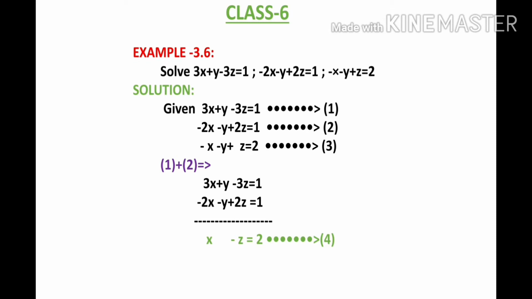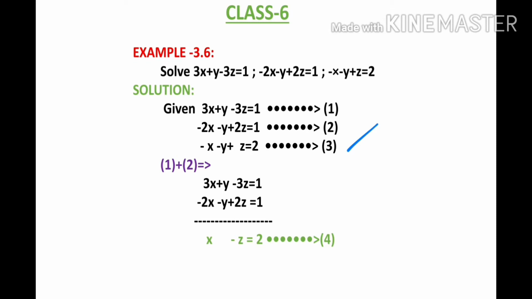Solution: given 3x plus y minus 3z is equal to 1, let it be equation 1. Minus 2x minus y plus 2z is equal to 1, it will be equation 2. Minus x minus y plus z is equal to 2, let it be equation 3.